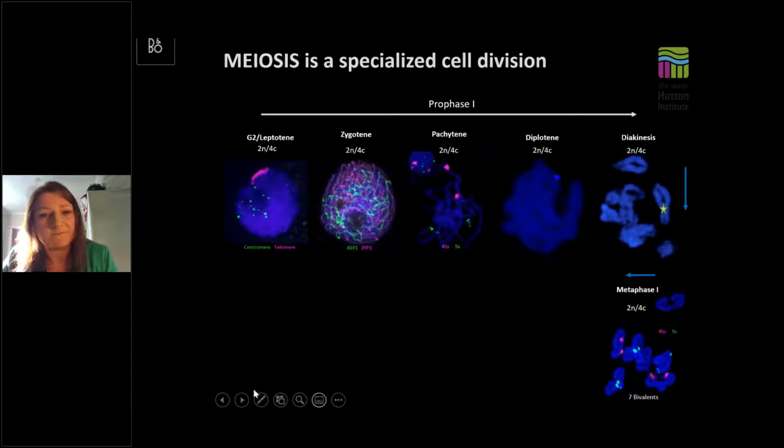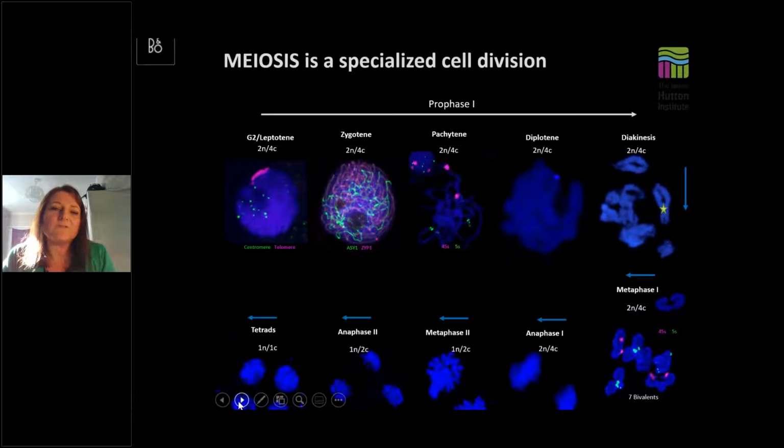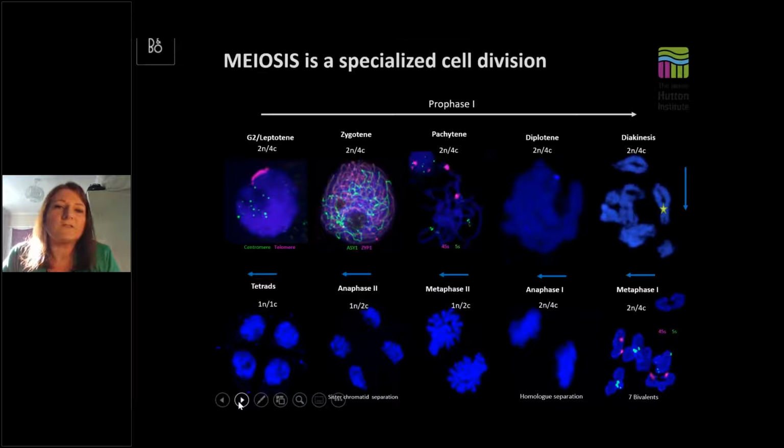And the second division of meiosis resembles a mitosis, although there are a lot of little differences, now that we know. But the first step is to separate the homologs. So if you take this bivalent here, these two will separate, and one chromosome will go to one side, the other one will go to the other side. And the second phase will separate the chromatids. And this is how you end up with each gamete containing an allelic diversity, which is very unique.